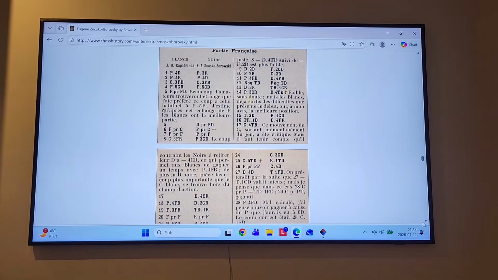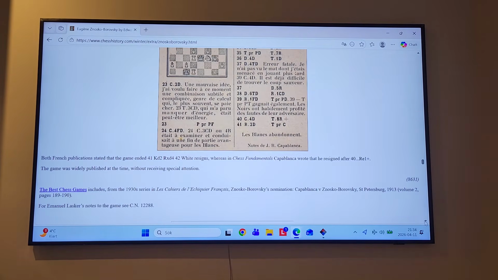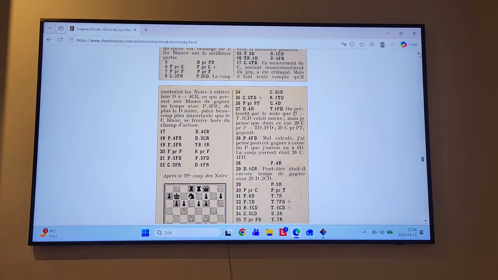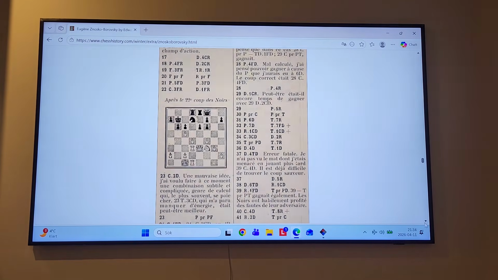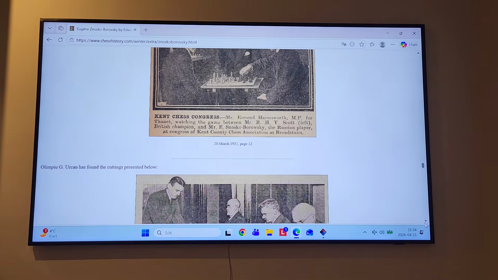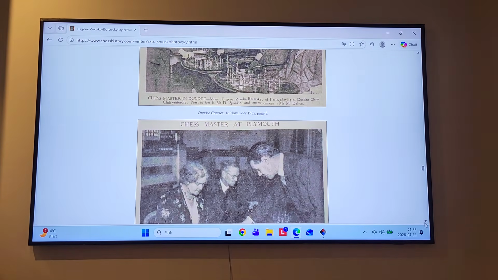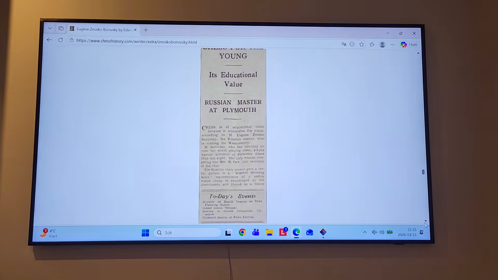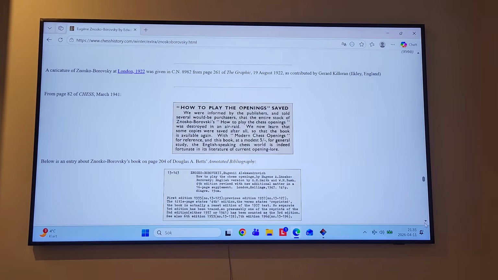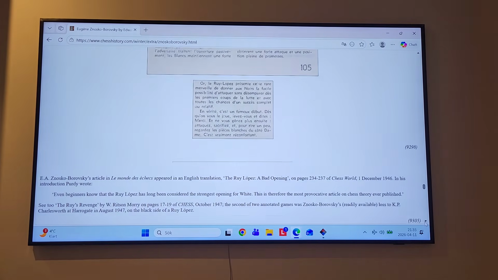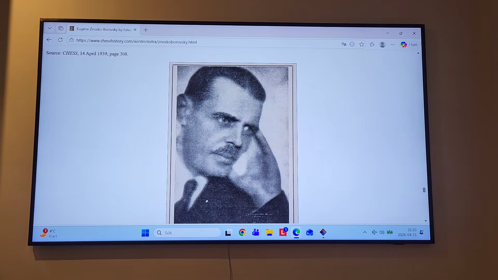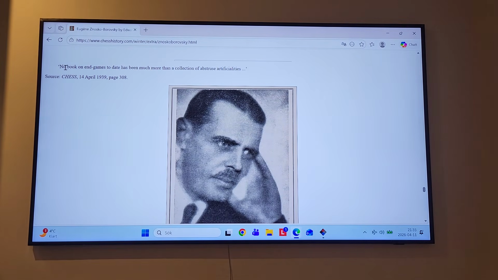Yeah, here he annotated his game against Capablanca. No, that's annotations by Capablanca. Aha, okay, yeah. Yeah, some pictures. Yeah, you can look at this more slowly yourself. Yeah, this I also like.